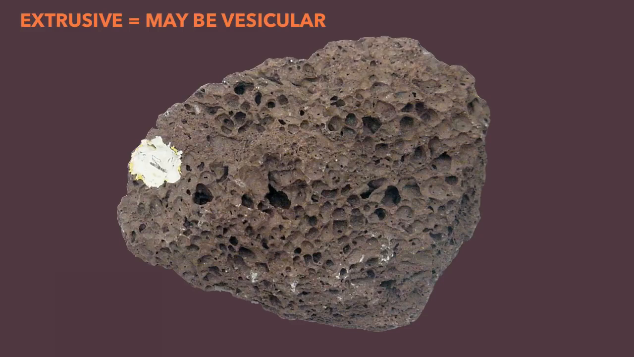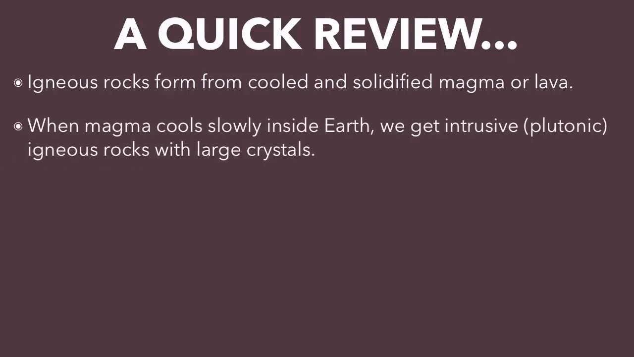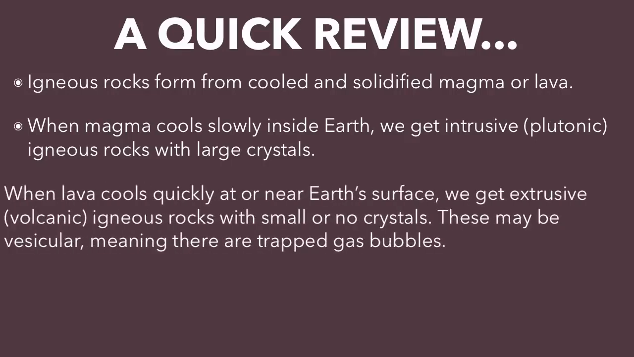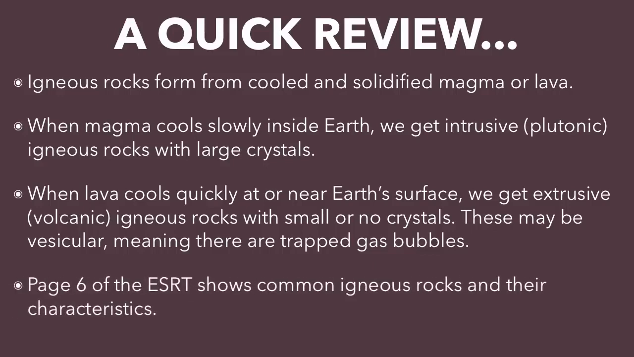air bubbles. So let's recap. A quick review. So igneous rocks form from cooled and solidified magma or lava. When it cools slowly inside the Earth, we get intrusive, sometimes called plutonic, igneous rocks, and they will have large crystals. When lava cools quickly at or near the surface, we'll get extrusive rocks, also called volcanic, that will have small or no crystals. They may be vesicular, meaning they have some trapped gas bubbles.